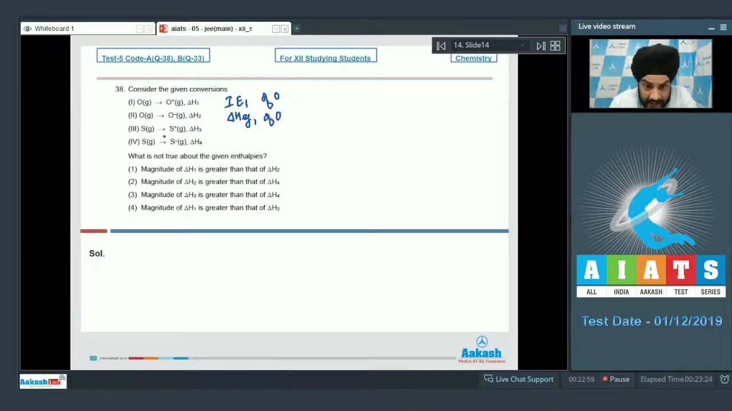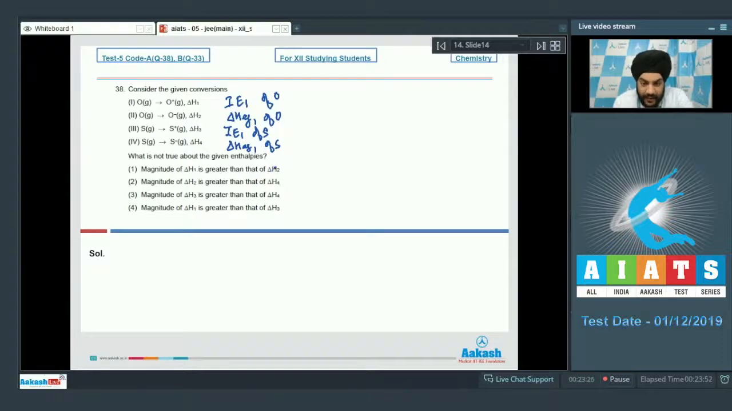If we talk about the third reaction now, students, in the third reaction we have sulfur gaseous converting into sulfur plus gaseous. So this represents the IE1 of sulfur. And if we talk about the last option, we have sulfur gaseous converting into S minus gaseous. So this represents the delta H_eg1 of sulfur.